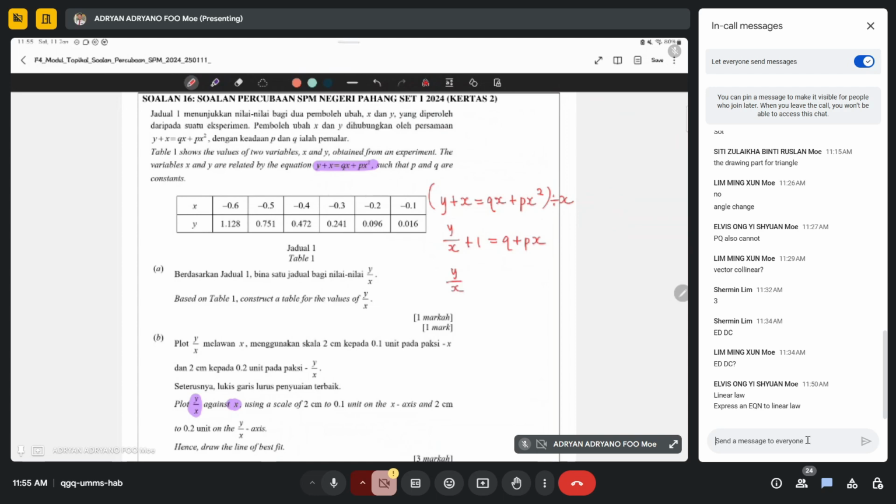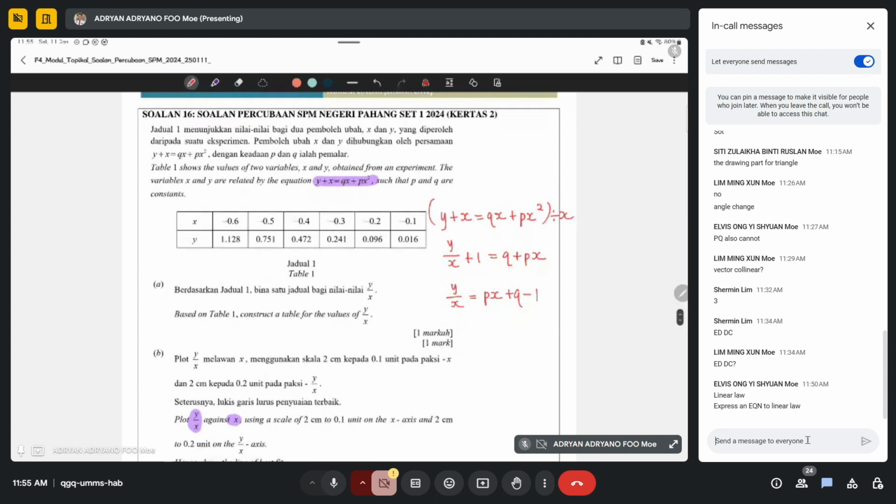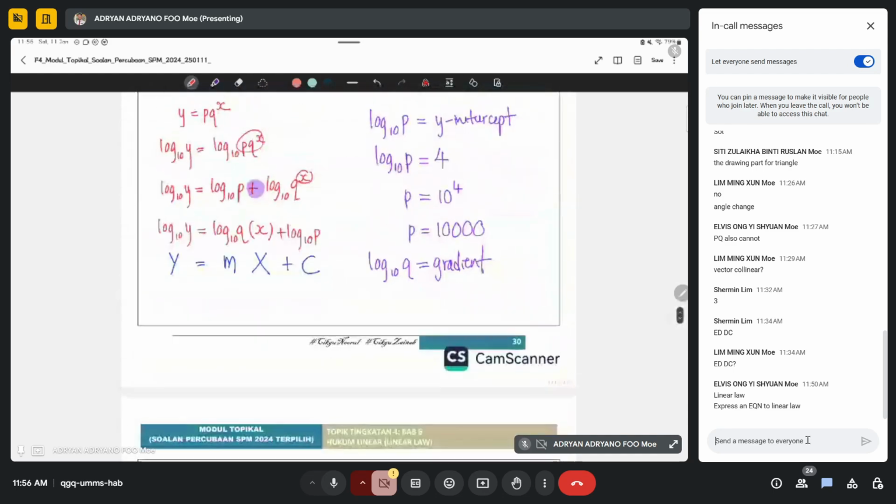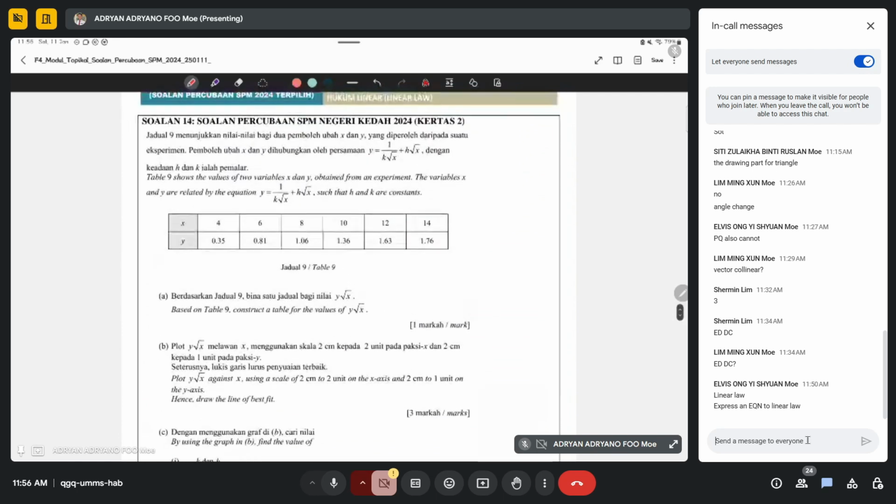Okay, I have y over x, and then I don't want that e, because this is my y. Now px plus q minus e, so you see, this is my y, this is my x. So basically my gradient is p, and my y intercept is q minus e. I think you can try this question. This is quite interesting. It's the first time I've seen the y intercept being q minus e like this. Okay, let's see another question. I think this one.